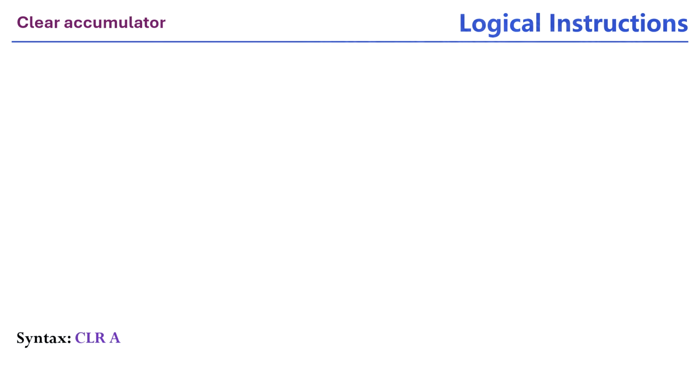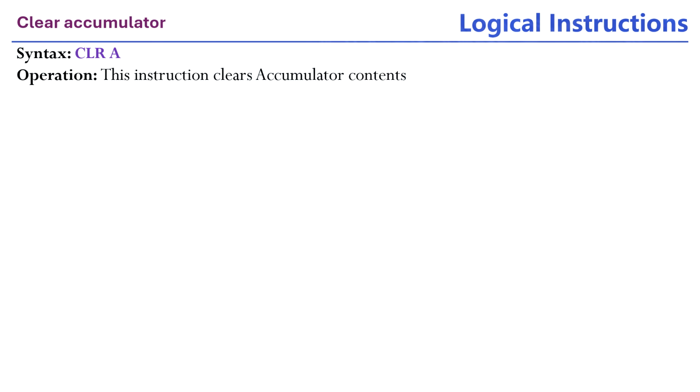Next instruction is clear accumulator. The syntax is CLR A. This instruction clears the accumulator contents. Suppose the A register has 22H before execution of CLR. When you execute this instruction, the A register will be cleared to 0. That means the result after execution of the clear instruction is always 0. And one more important thing: the clear instruction is performed only on the accumulator.